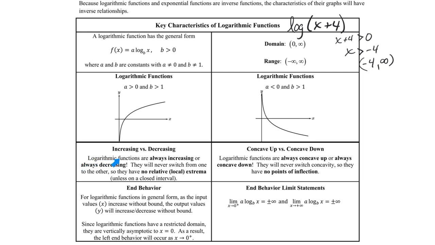So logarithmic functions, just like exponential functions, are always increasing or always decreasing. They'll never switch from one to the other, which means we'll have no relative maxes or mins. We call that extrema, right? Unless it's a closed interval. Like if I said, hey, I'm going to go from here to here, I'm not going to the infinities, we might have one, and we would, okay? But if we're just talking about the function as a whole, we would never have a relative max or a min, all right?